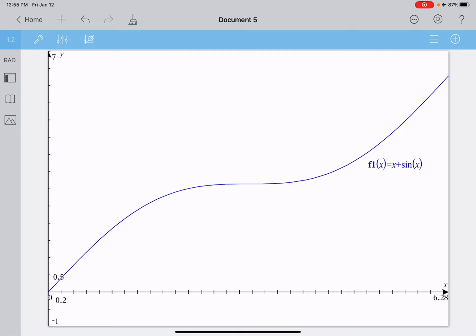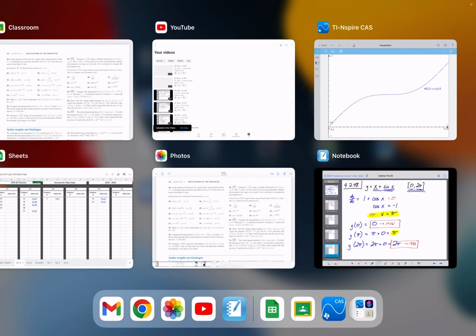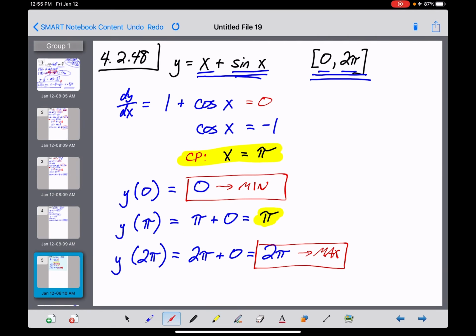So remember, you can have a critical point that isn't an extreme value, and that's exactly what happened right here. We got x equals pi, which was a critical point, but not a max nor a min. So that can happen in a case like that as well. Okay, that's how we handle number 48 in section 4.2.